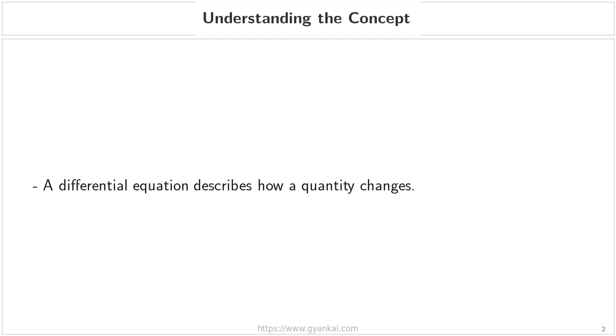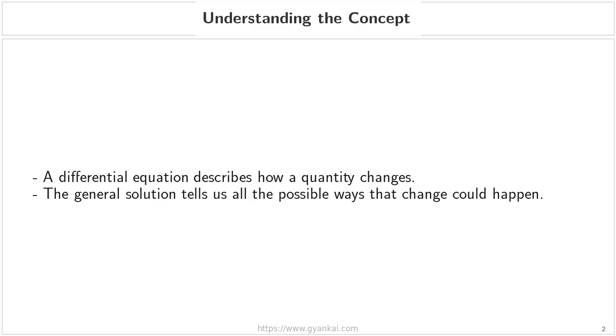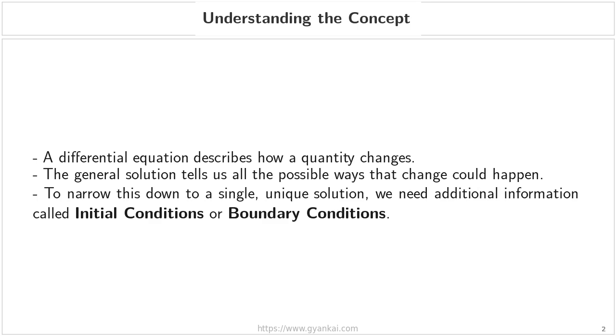Understanding the concept. Think about it this way. A differential equation, by its very nature, describes how a quantity changes over time or space. Because it only describes the rate of change, the general solution we found in the previous slide actually tells us all the possible ways that change could unfold. It's like having a map of every possible path a car could take without knowing where the car started. To narrow this down from an infinite number of paths to a single, unique solution, we need some extra information. In mathematics, we call this initial conditions or boundary conditions.